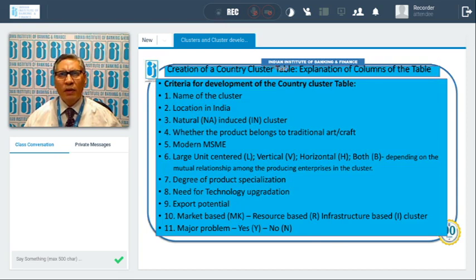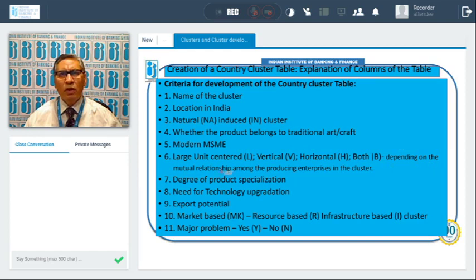Creation of a country cluster table, explanation of columns of the table. Criteria for development of the country cluster table. The first item in the first column was name of the cluster. Second was location. Third was whether natural or induced. Fourth was whether the product belongs to traditional art or traditional craft. Whether modern MSME, large unit centered, vertical, horizontal, or both.